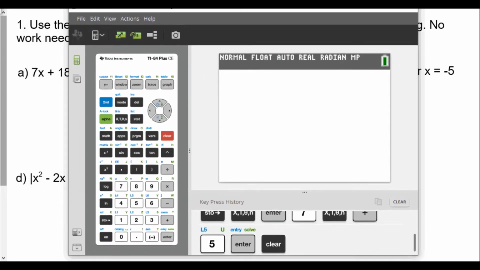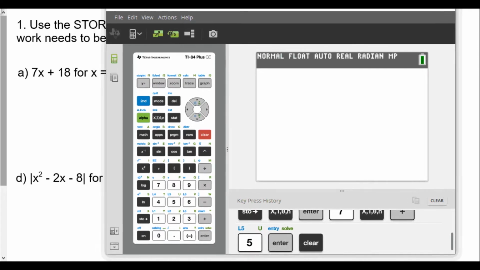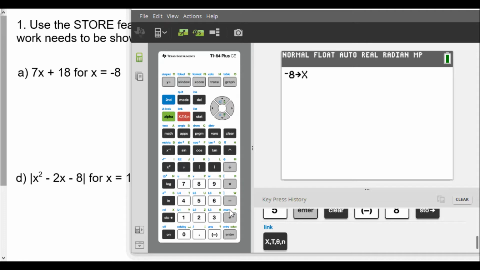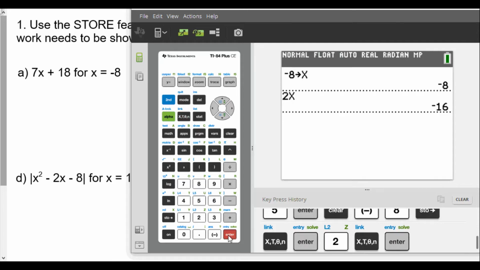All right, so here we go. We want to set the value of x equals -8. You can see I have the screen as well as the calculator. So we type in -8, then the store button, which is right above on, and we assign the letter x. Enter. Now every time we use x in an expression, it will automatically plug in -8 for us. For example, 2x would be the same as 2 times -8, or -16.